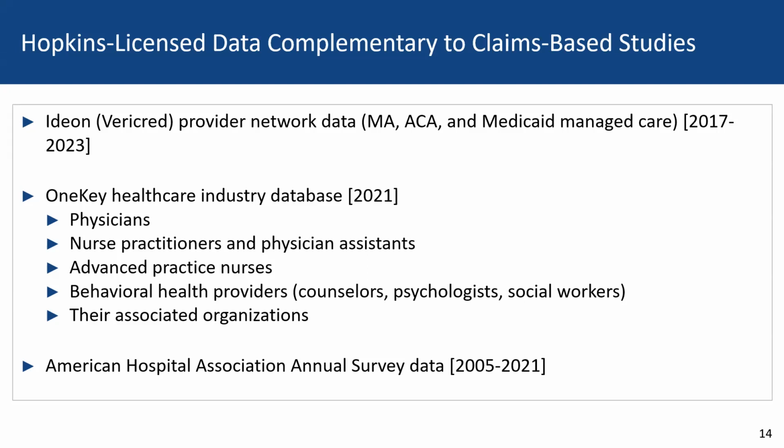And the third one is AHA data, which is also very widely used for studies that involve hospitals. It's a detailed survey of all the characteristics of hospitals in the United States, and we have data from 2005 through 2021 through the Johns Hopkins Library.